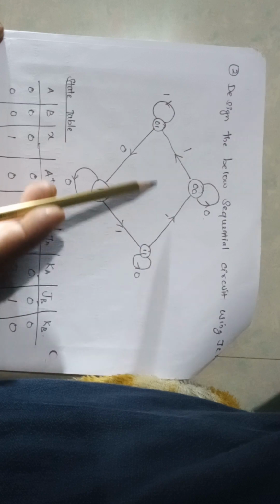Now this is the circuit. Design the below sequential circuit using JK flip-flop. They have given the diagram. So from the diagram you have to draw the flow table.